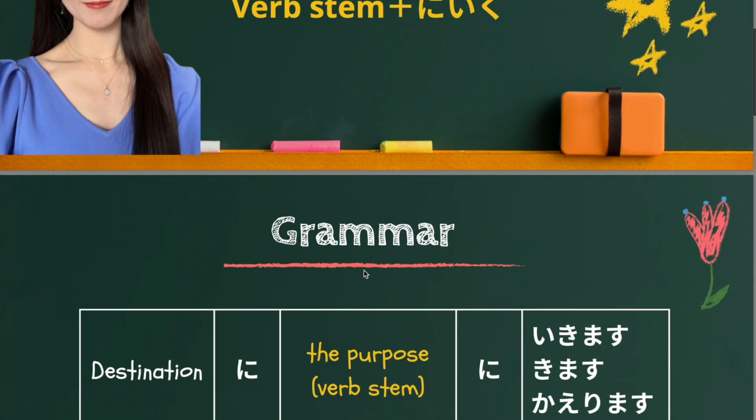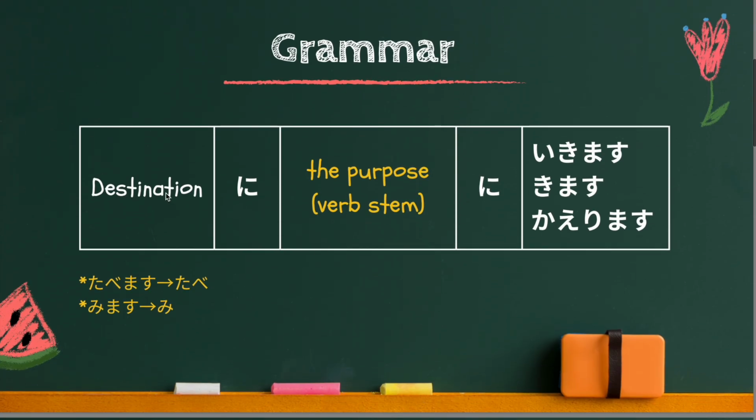And this is the grammar format. Destination, ni, the purpose, why you are going to that place. Then ni particle, 行きます、来ます、帰ります. It looks a lot at first, but it's not that difficult.